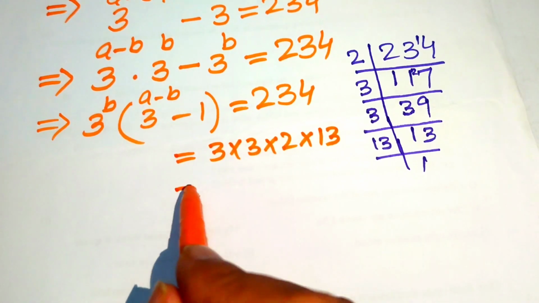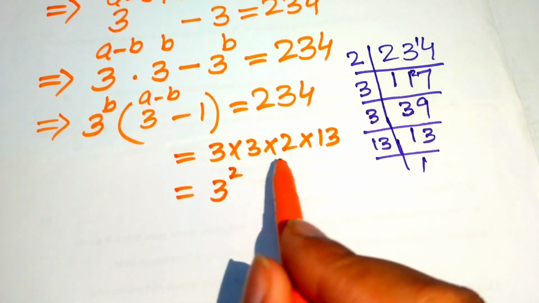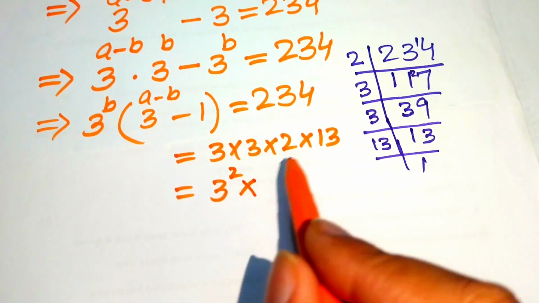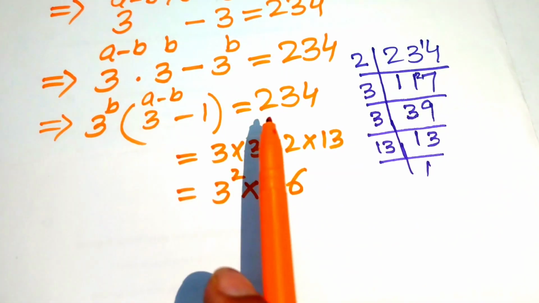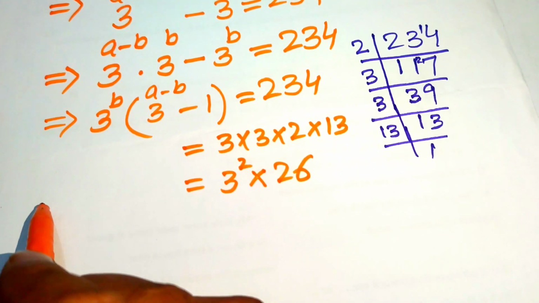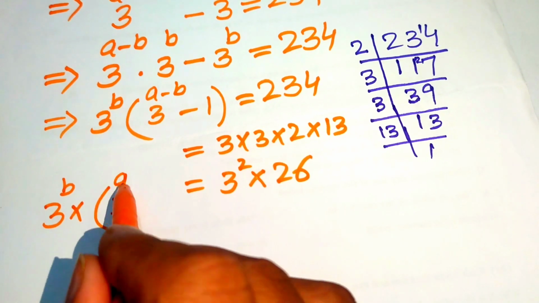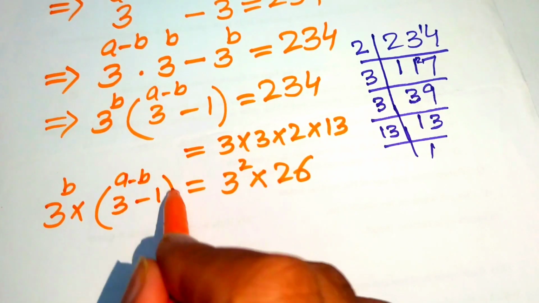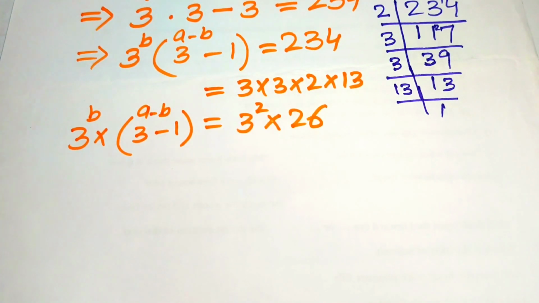Here you see that we write 3 multiplied by 3 as 3 squared, and we know that 2 times 13 equals 26. So we make the factors of 234, and its factors are in this way. So in the left hand side we have 3 to the power of b multiplied by 3 to the power of a minus b minus 1. Now we have time to compare both of the sides.